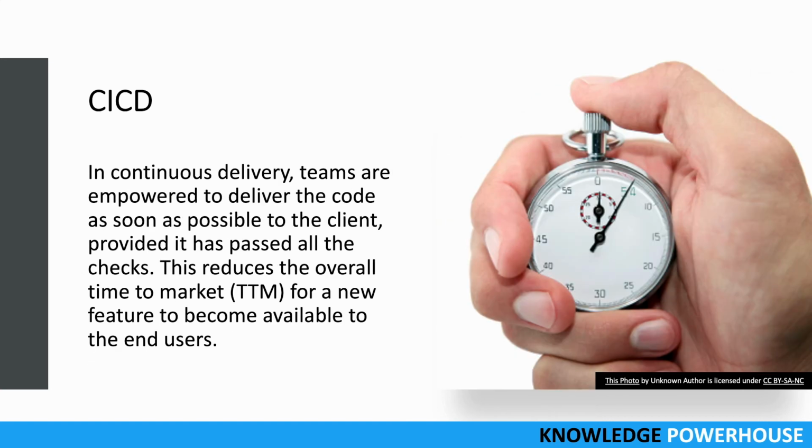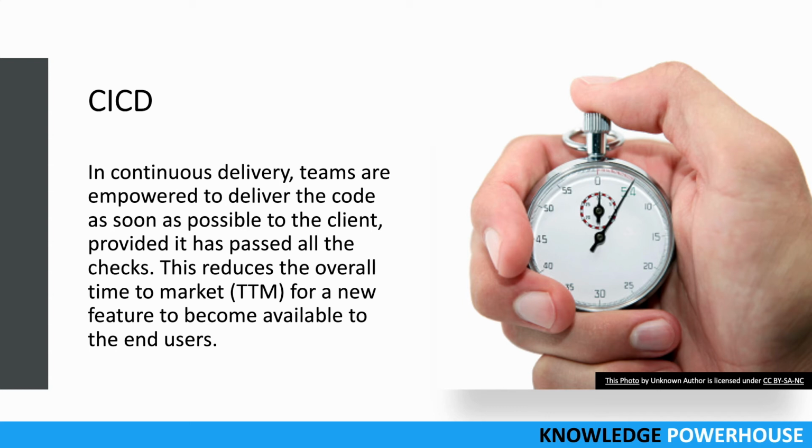Then comes continuous delivery. So continuous integration was the first part. The developer has done their part, and now we want to run all further tests from the acceptance perspective. Here the teams are empowered to deliver the code as soon as possible to the client. And if all the checks have passed, then you can just say that this binary is there, right? This will reduce the overall time to market for a new feature to become available to end users.